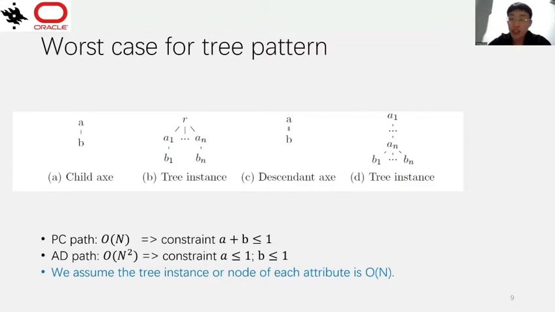However, for the AD path, it may have a full Cartesian product connection between the ancestor and descendant nodes. So PC is very similar to a relational constraint where a table is bound to O(n), while the AD path is like having no constraint on two tables.